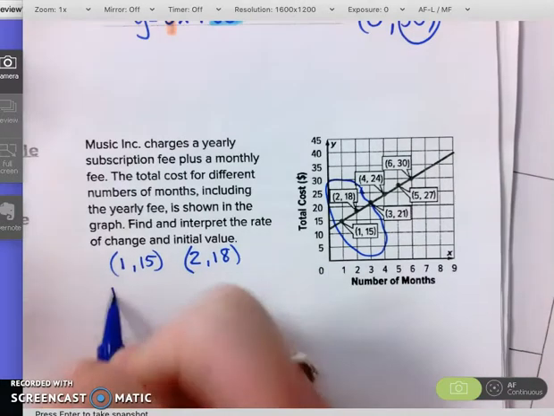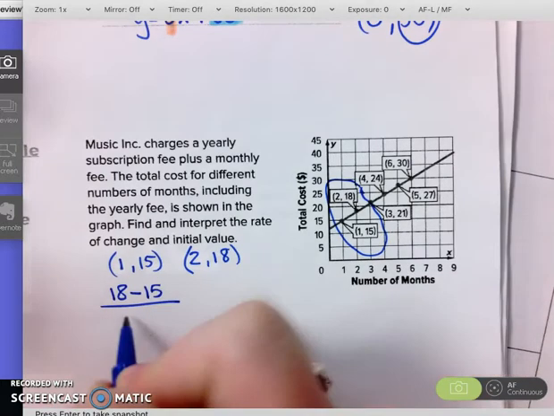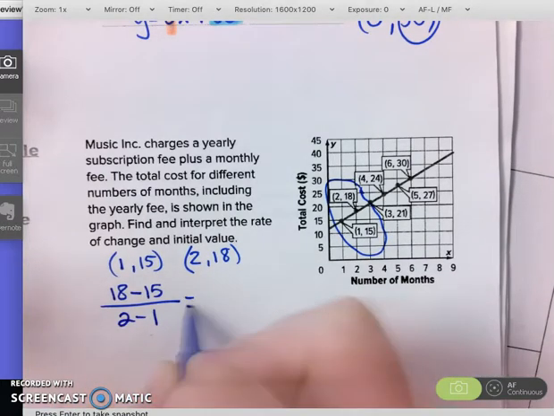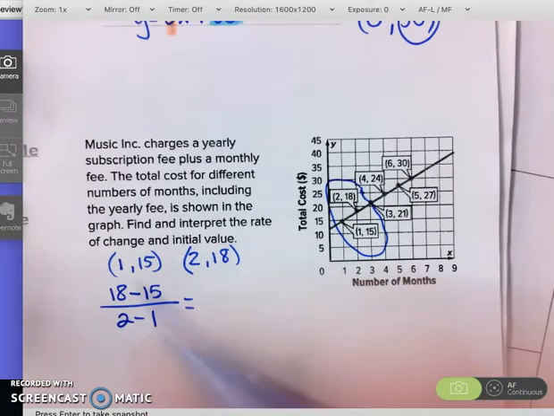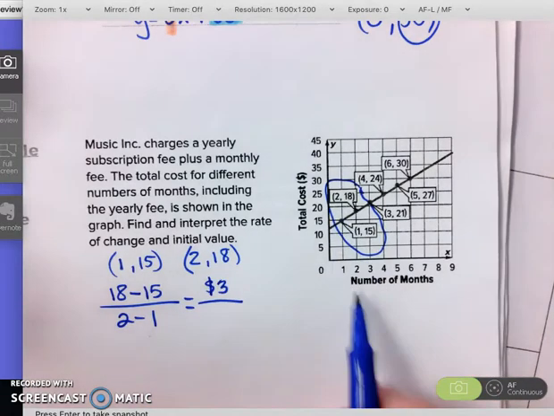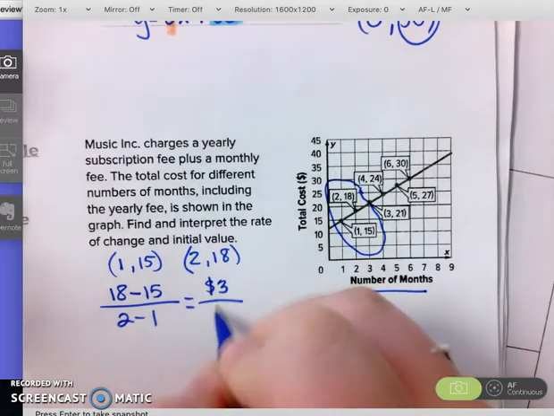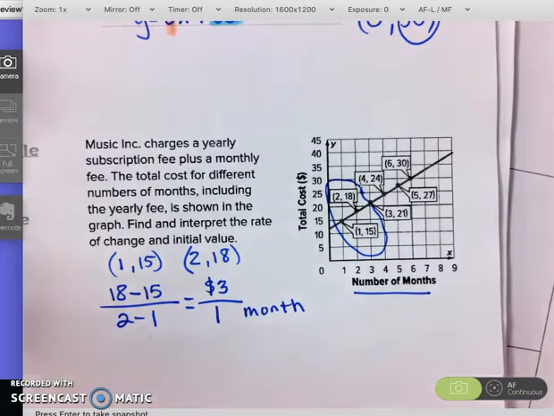I want to find the change of the y, so 18 minus 15 and 2 minus 1. So here, the 18 and the 15 represents the money, right? So it's going to be $3, and then the x represents the number of months, so $3 per 1 month. That is your slope, or your rate of change.